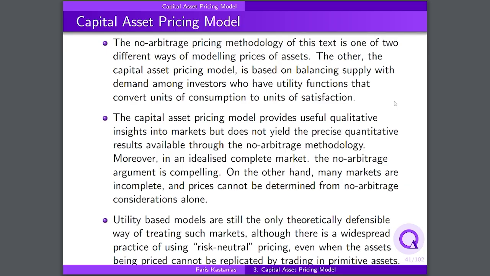All right. Anyway, back to the capital asset pricing model. So the capital asset pricing model is going to help us with sports betting. It's going to help us be degens. So the no arbitrage pricing methodology of this text is one of two different ways of modeling prices of assets.